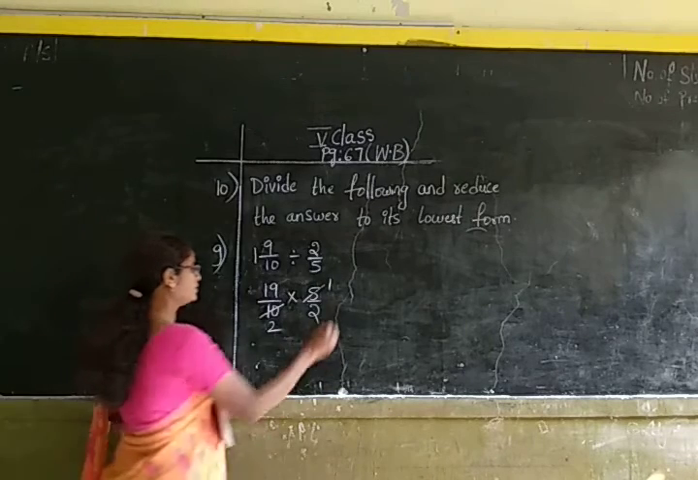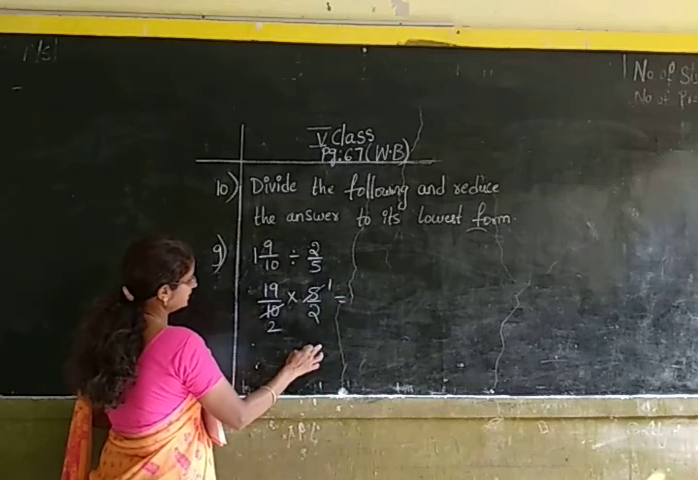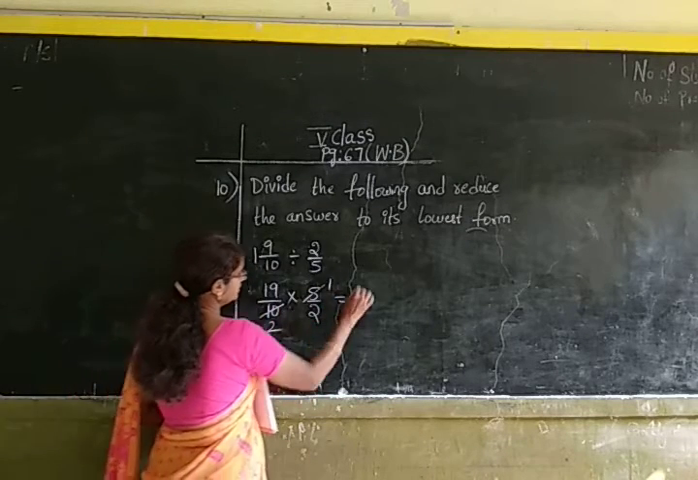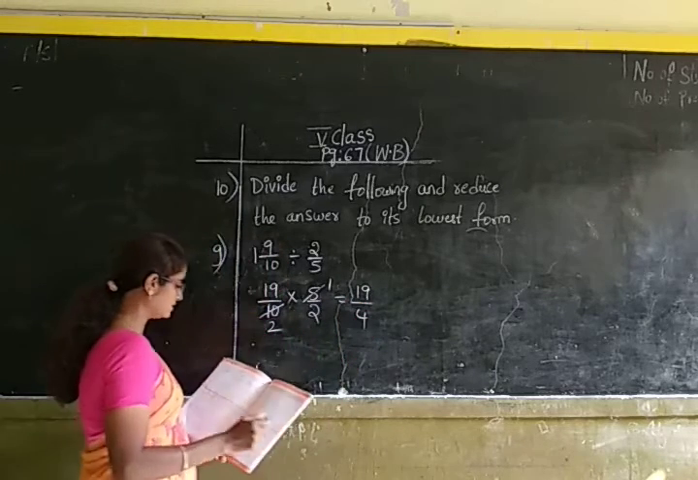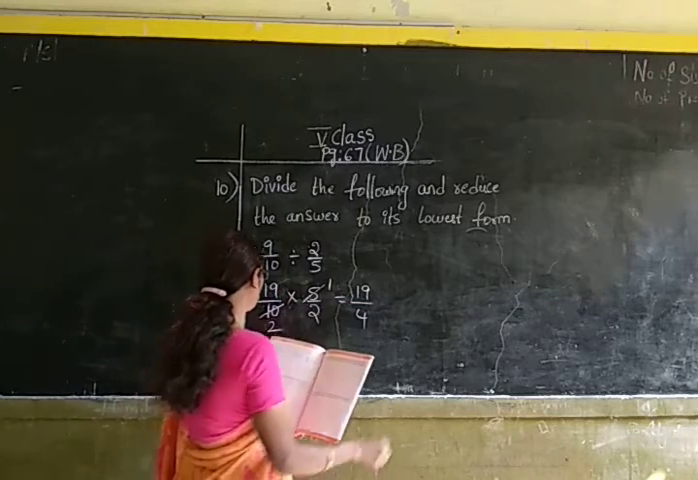Now let us multiply the numerator with numerator and denominator with denominator. 19 1s are 19. 2 2s are 4. So the answer is 19 by 4.